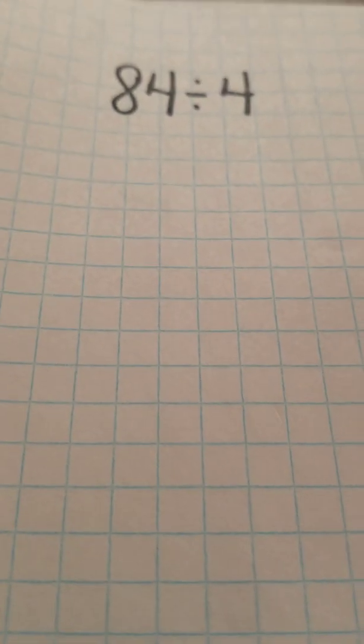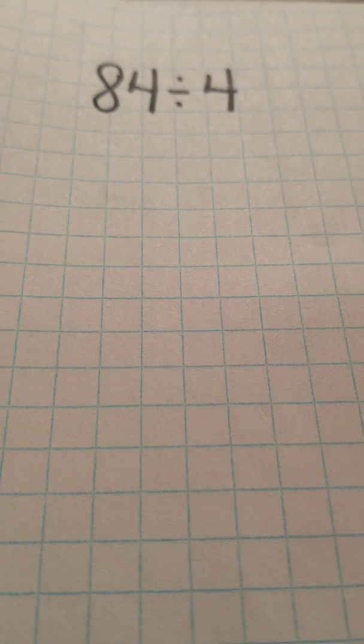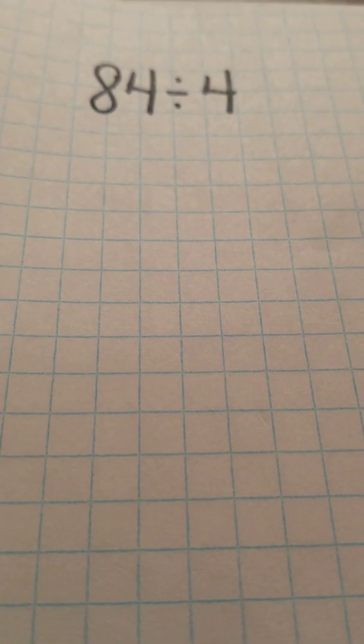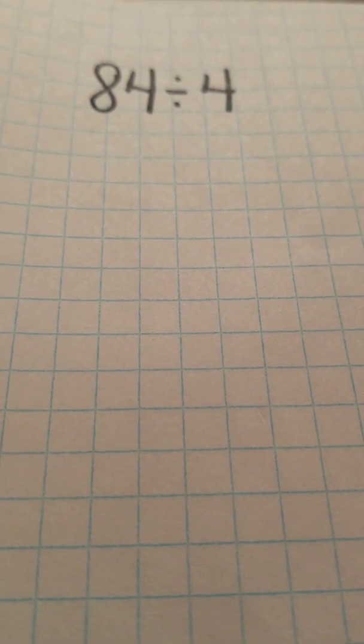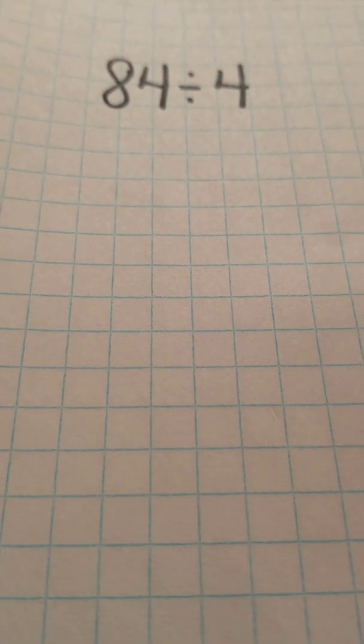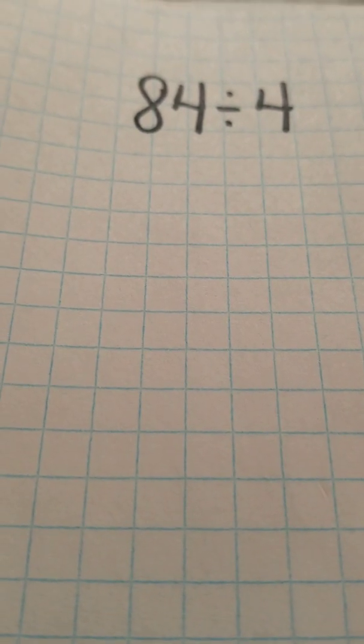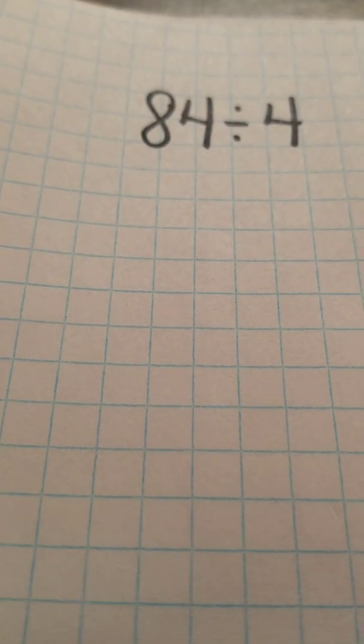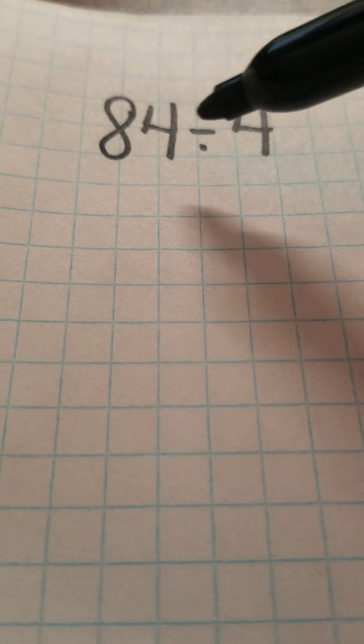Alright, this video is going to show you how to use an area model to do division of multi-digit numbers. We're going to start off with one that will not have a remainder and then work our way up to one that does have a remainder and a 3-digit number for the dividend as well. First off, let's remember this.